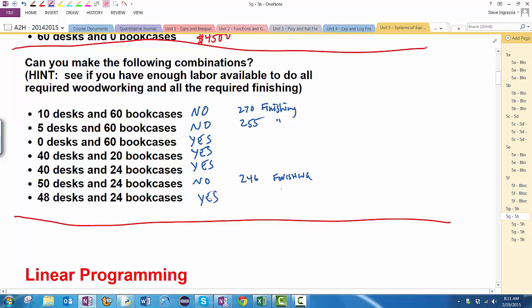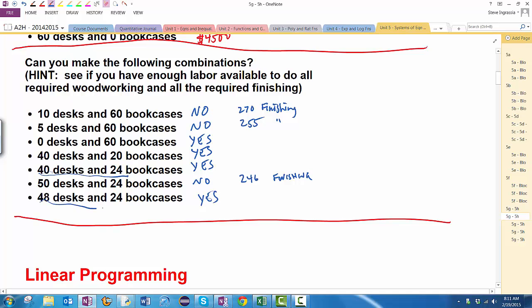That would work. So you see what we're doing here? We're trying out a few things that are feasible and wondering which one's going to give us the best profit. Obviously, the more things we sell, the better we're going to do. I found that I could make 40 desks and 24 bookcases.